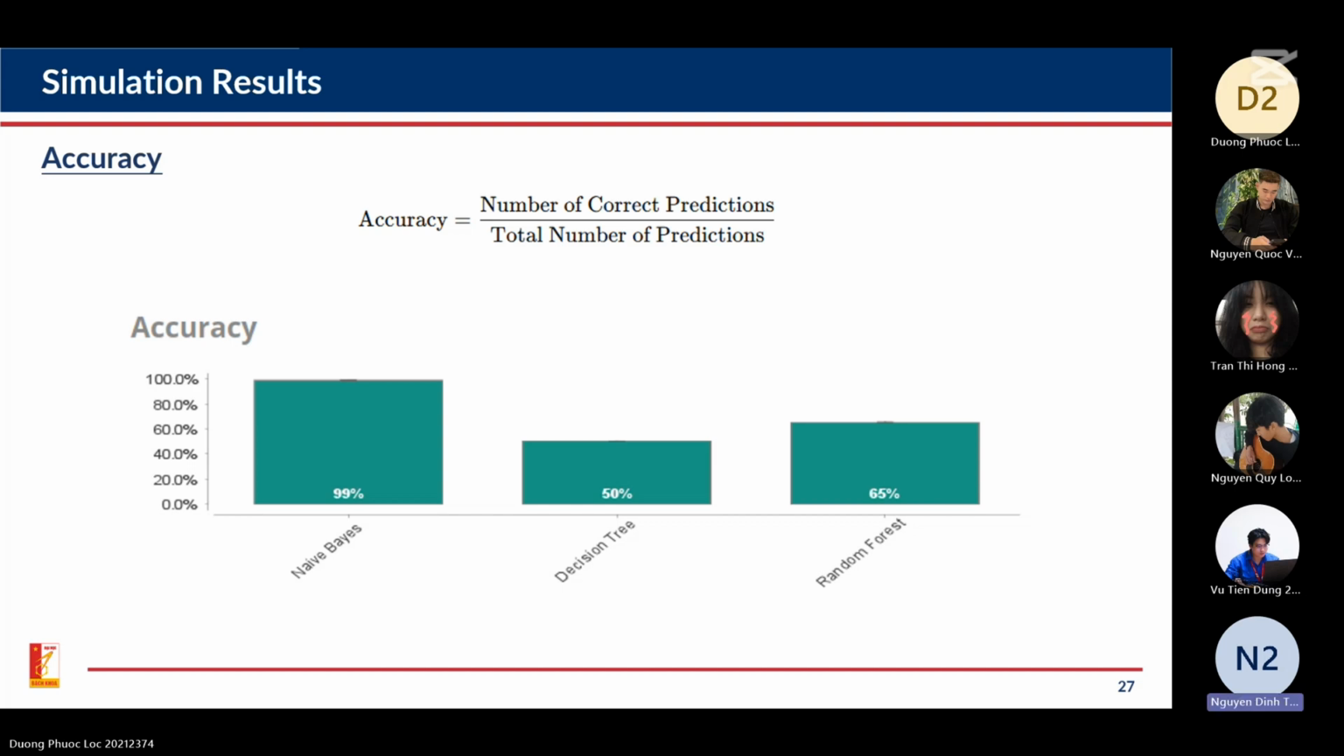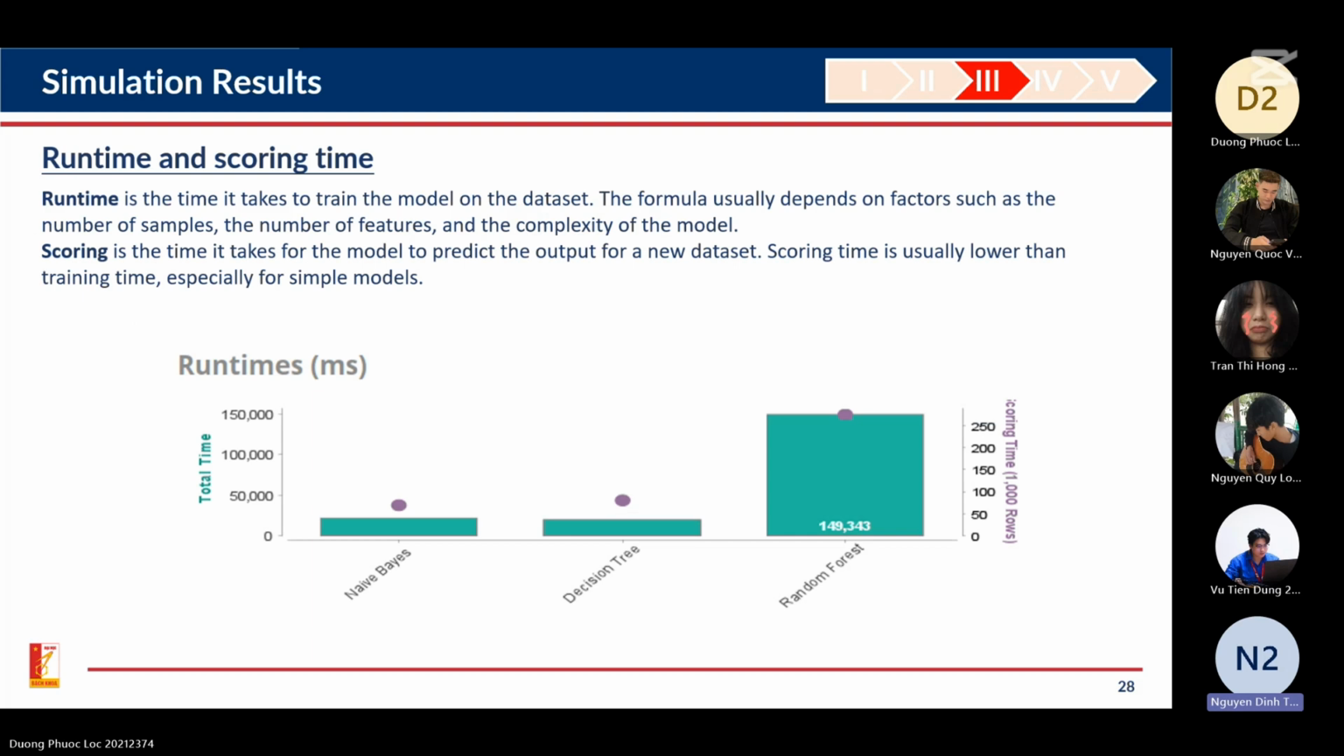About runtime and scoring time. Runtime is the time it takes to train the model on the dataset. The formula usually depends on factors such as the number of samples, the number of features, and the complexity of the model. Scoring time is the time it takes for the model to predict the output for new data. So scoring time is usually lower than training time, especially for simple models.